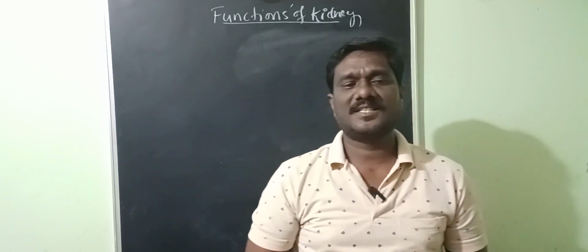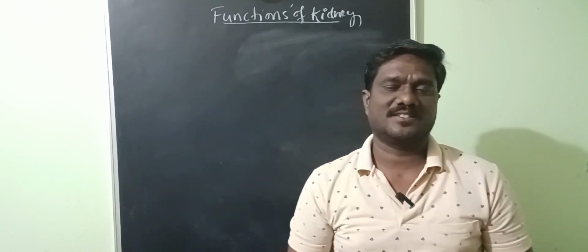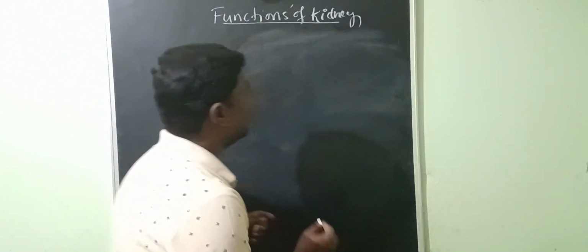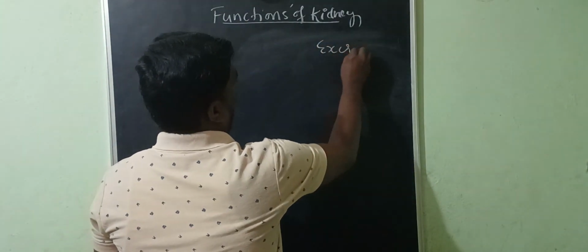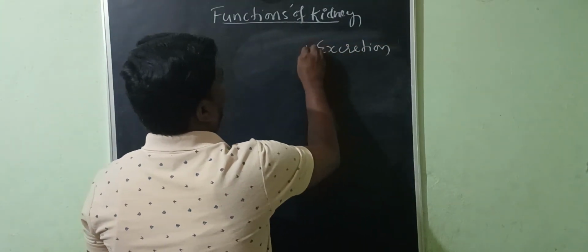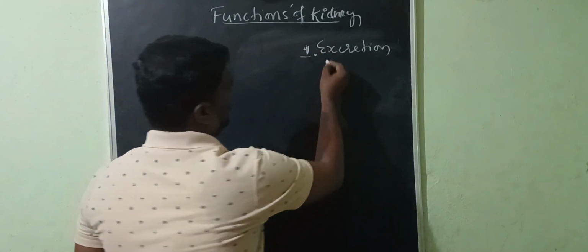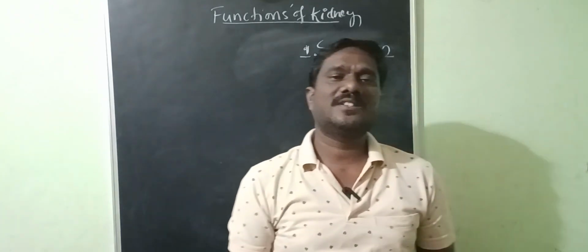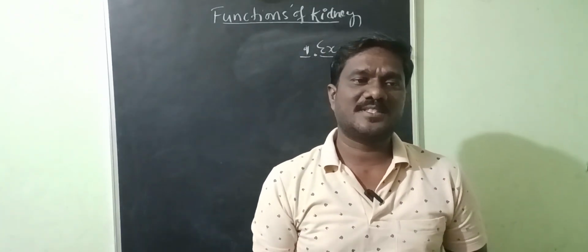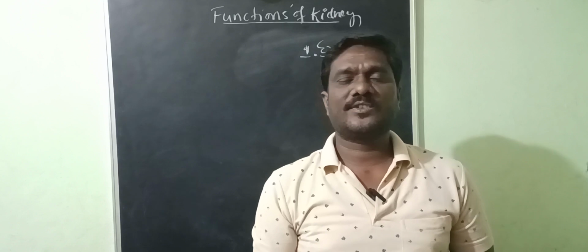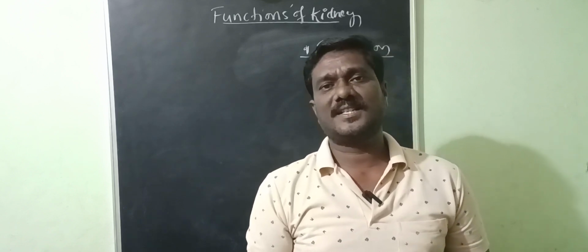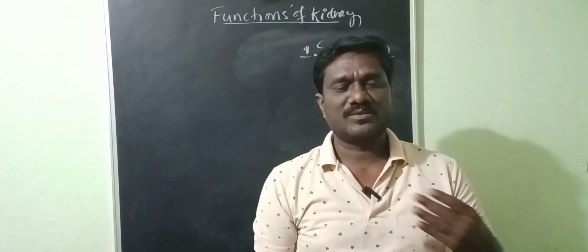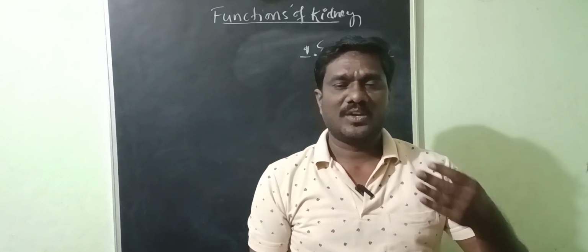Along with excretion, it has so many other vital functions. What are those? Let us see. The first one is excretion. Excretion means that due to metabolic activities, along with useful substances, many harmful substances are also produced. Those harmful substances accumulate in our body and become poisonous, so they have to be sent outside of our body through the urine.